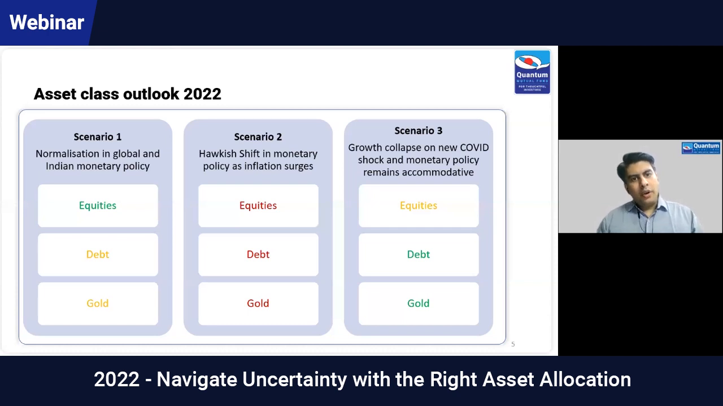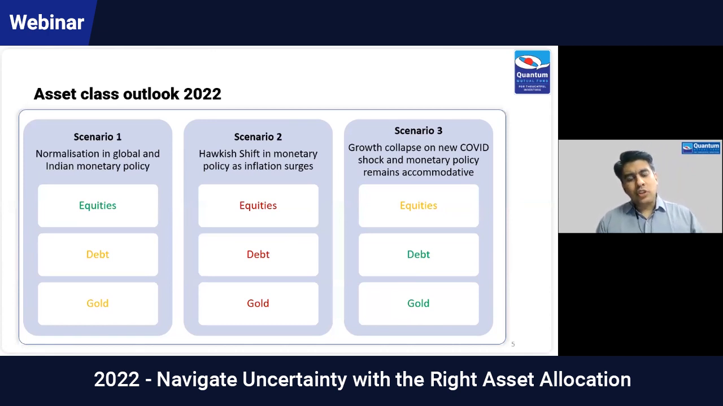If it is slow and gradual, and doesn't impact growth significantly, then you would anticipate that equities would do well. Debt may not do so well. Gold may also not do so well, because it is a scenario where inflation doesn't move higher and central banks go slow and steady on monetary policy. So real interest rates will take time to pick up. So gold may be a neutralish kind of scenario, but equities in that scenario could be positive.